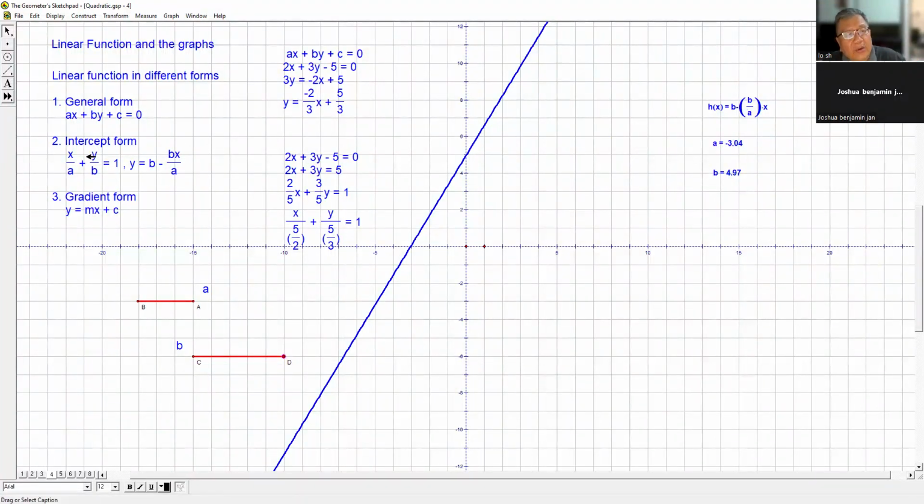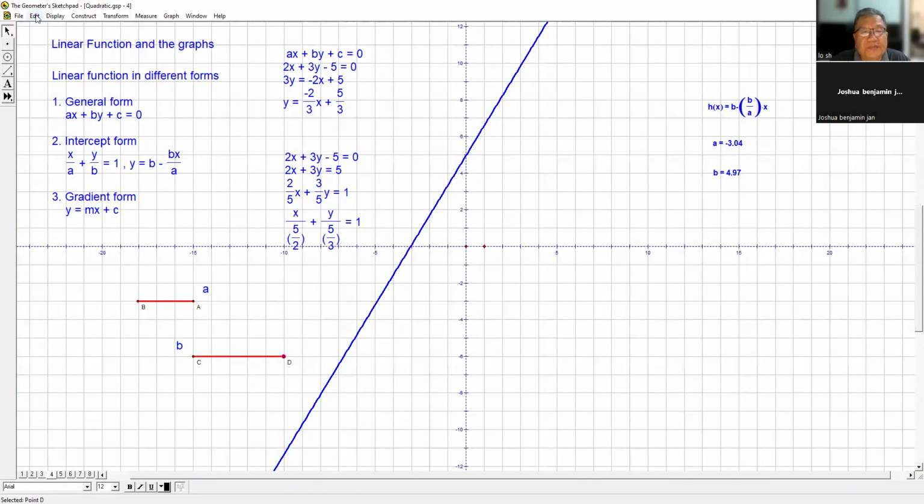So the equation in this form, the A represents the x-intercept. The B represents the y-intercept. So that is why the equation in this form is called the intercept form. Because this equation shows us exactly what is the x-intercept and what is the y-intercept.